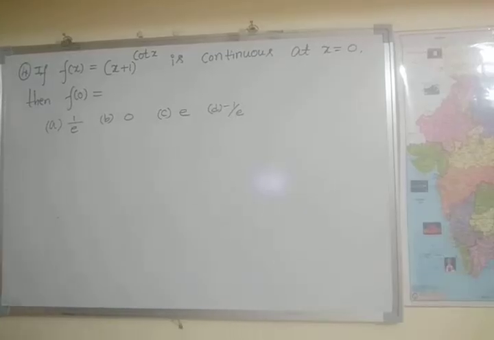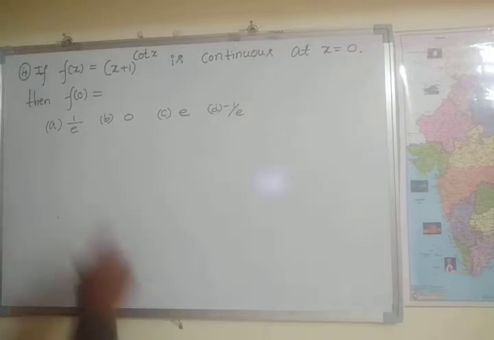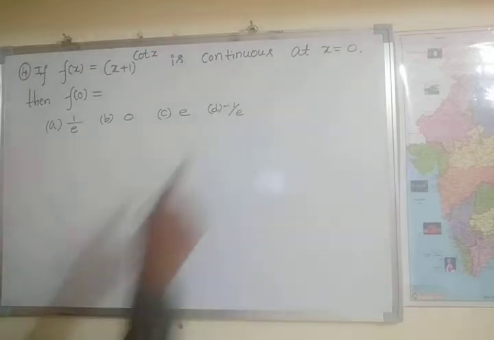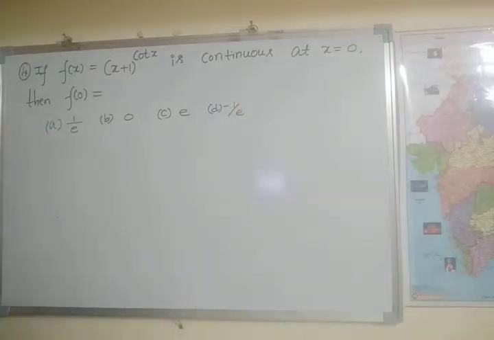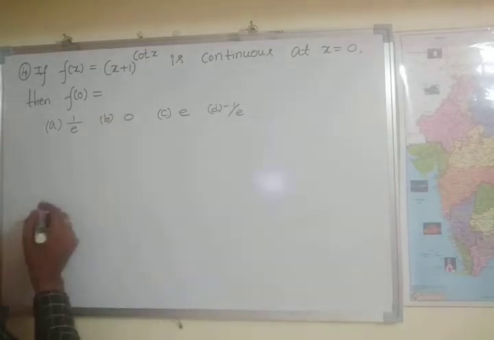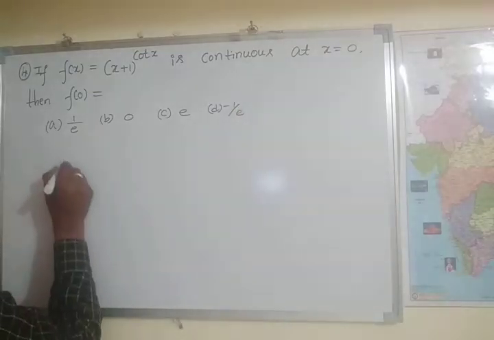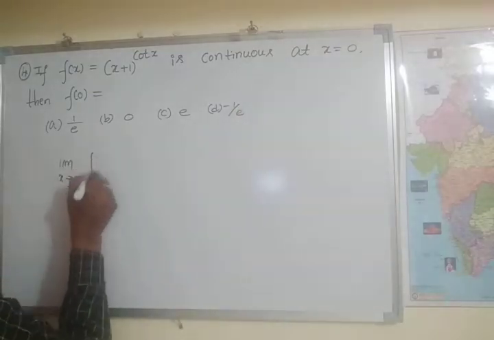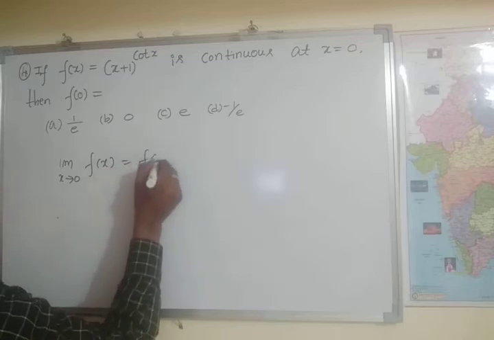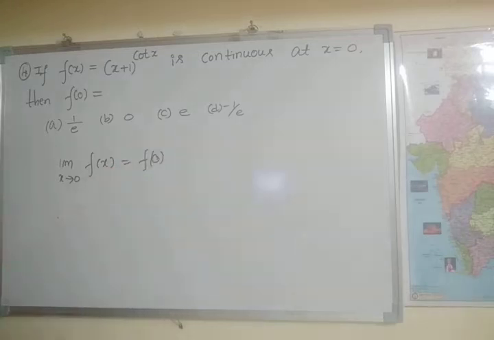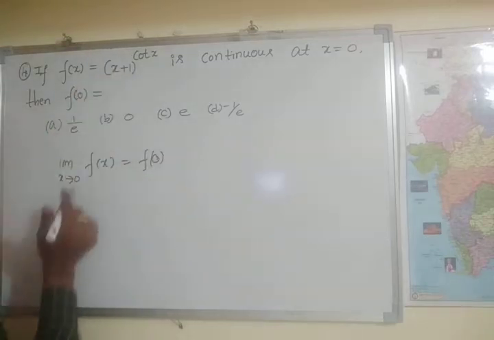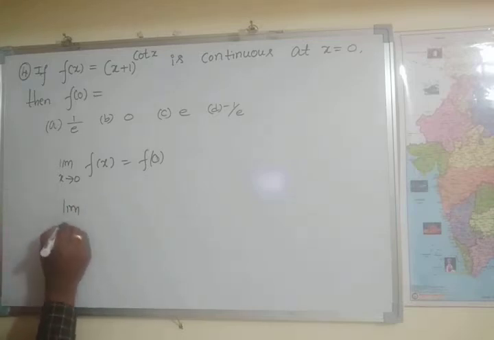See the next example. If f(x) is equal to (x+1) to the power cot x is continuous at x equals 0, then f(0) is equal to, here we have four options. Here we have to check which option is correct. Now by the data, f(x) is continuous at x equals 0, which means limit x tends to 0 of f(x) is equal to f(0). So now here we have the f(x) function.